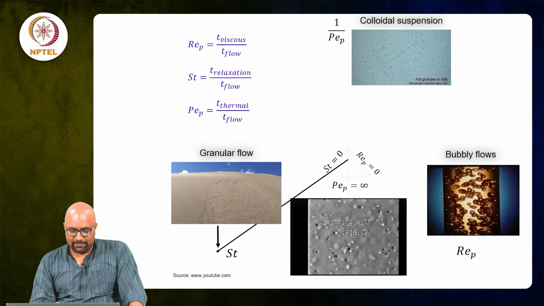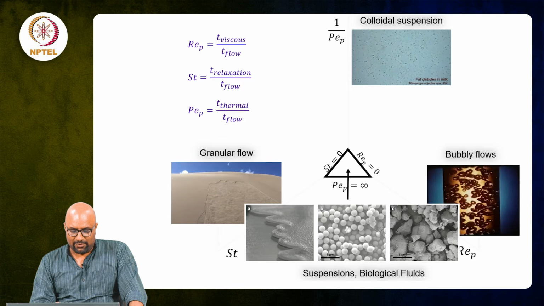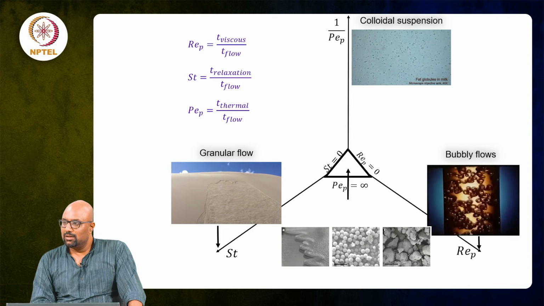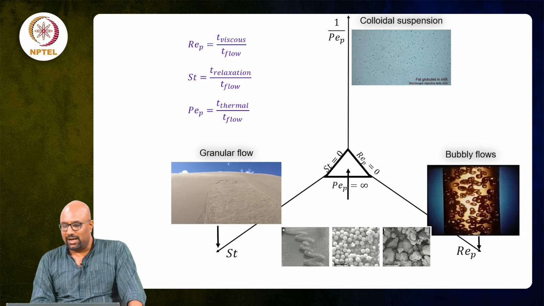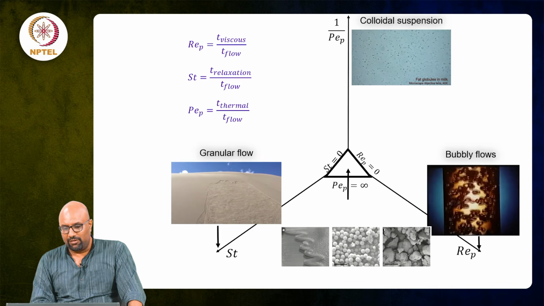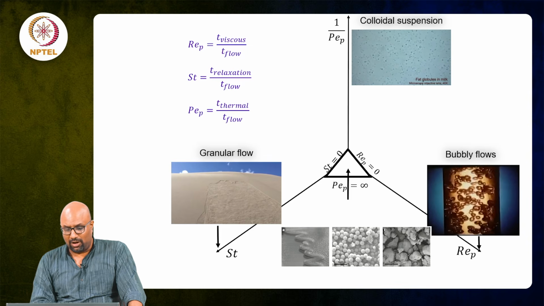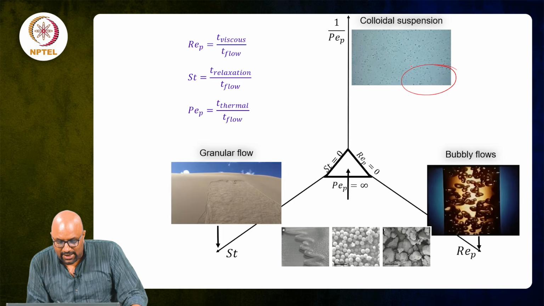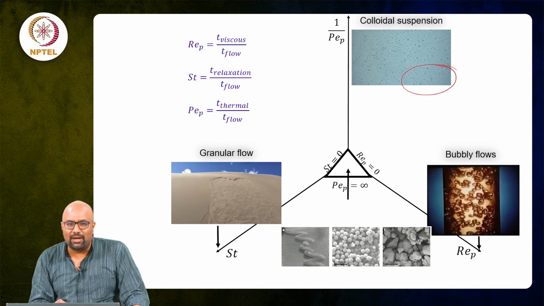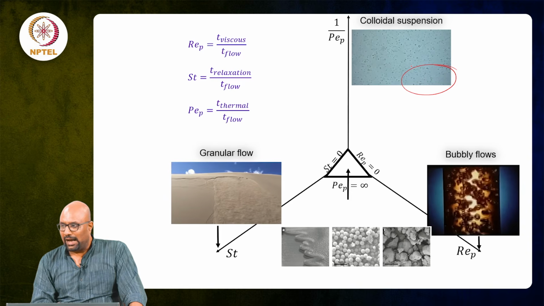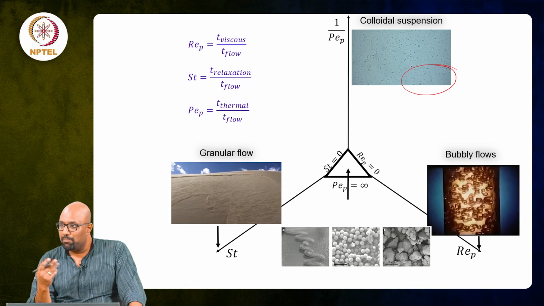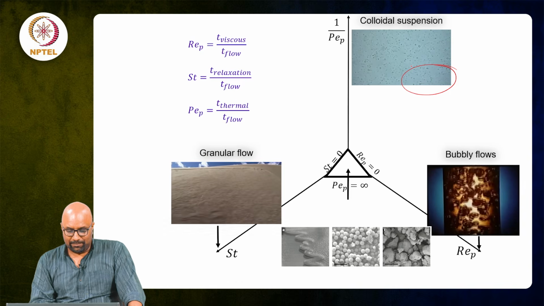So, this is the primary picture that we have of the diagram for studying single particle dynamics. You have granular flows, you have bubbly flows, and you have suspensions in which thermal fluctuations are pretty dominant. These are colloidal suspensions; this is an example of fat globules in milk. If you look carefully, there is a motion happening for those fat globules, and that motion, as we were discussing earlier, is the Brownian motion. There is no imposed shearing flow happening there.